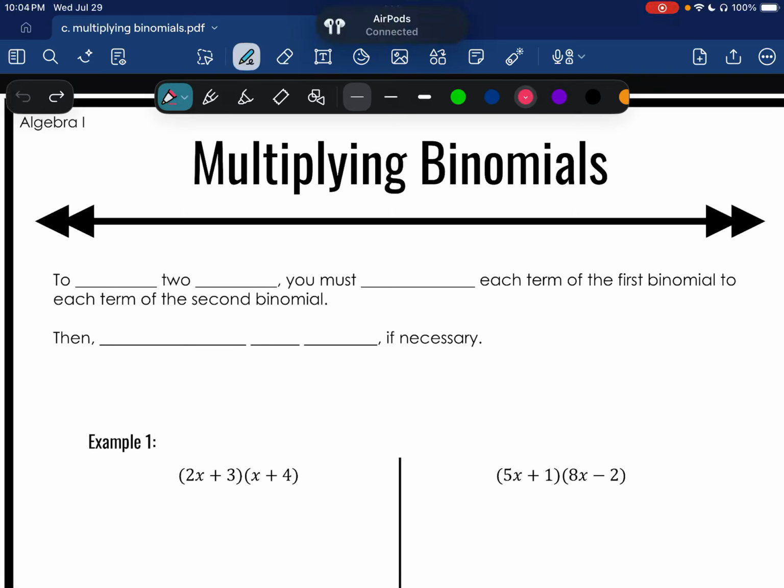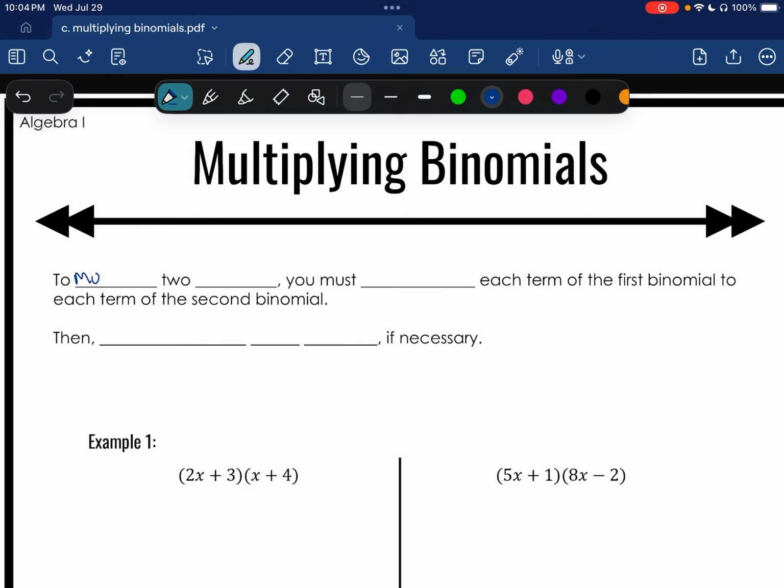What's up, everyone? Today we are going to be multiplying binomials, which I am super excited about. I just love talking about this unit. So, to multiply two binomials, oh, that did not turn out to be good.